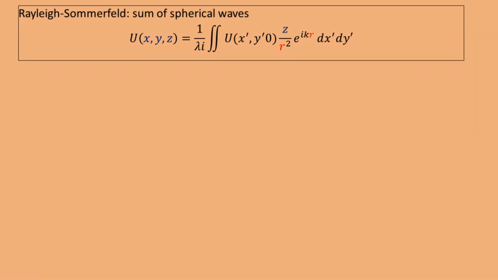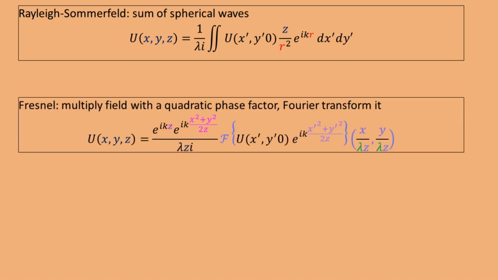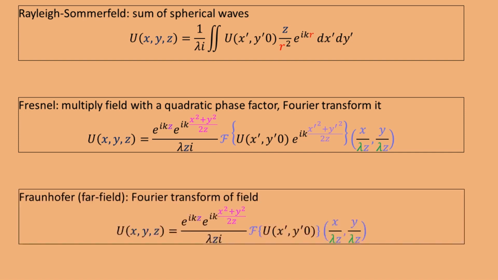So to give an overview of the diffraction integrals, the Rayleigh-Sommerfeld integral is the most accurate of the ones that we'll discuss here, and it works by considering each point in the field as a source of spherical waves, and all the spherical waves are added together to find the propagated field. The Fresnel diffraction integral is an approximate integral that works for large propagation distances z, and it works by multiplying the field with a quadratic phase vector and Fourier transforming it. If the propagation distance z is even larger, then the quadratic phase vector can be neglected, and the propagated field is simply the Fourier transform of the initial field.